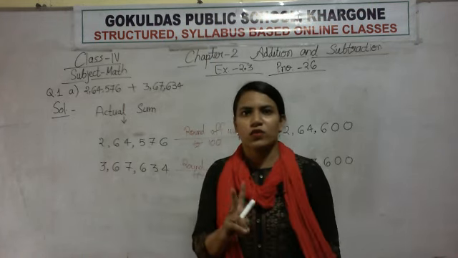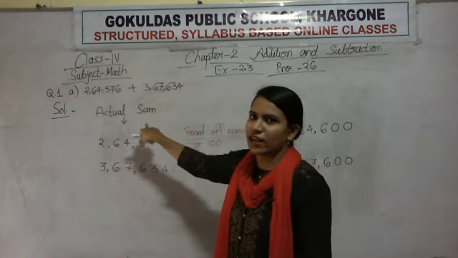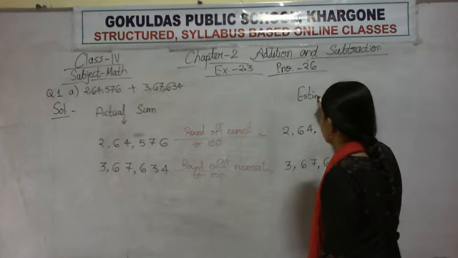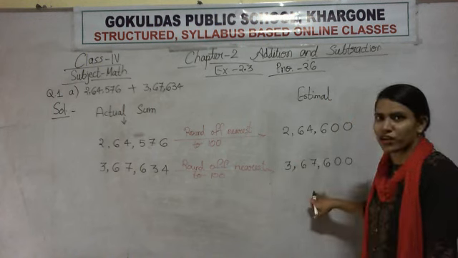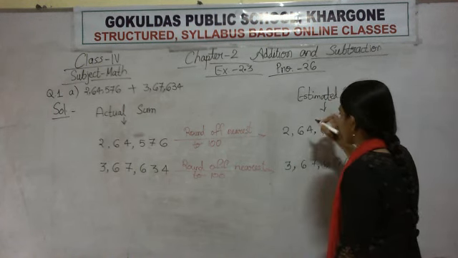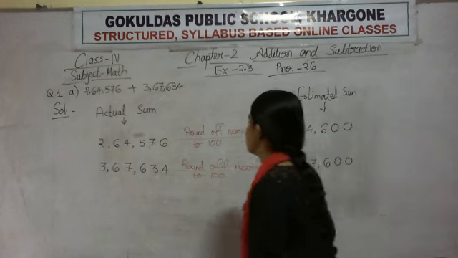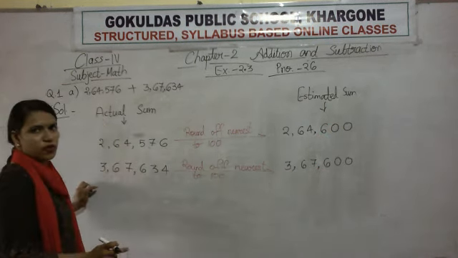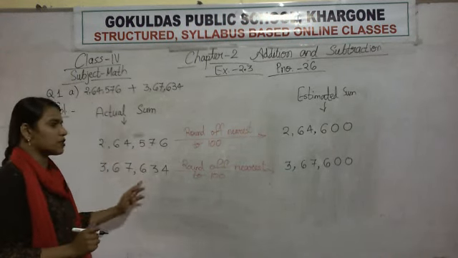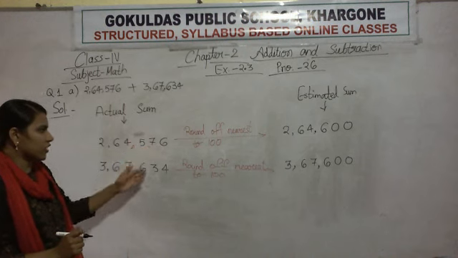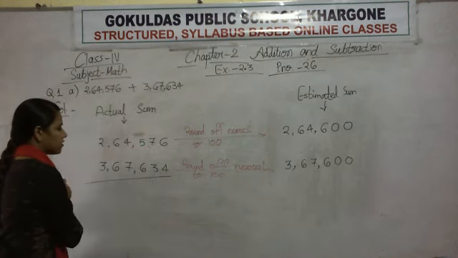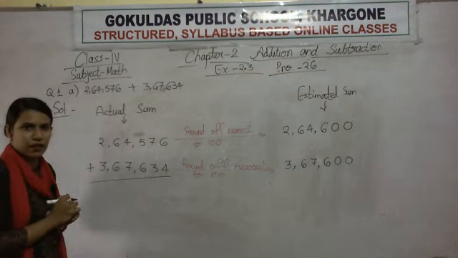Now you have to perform two tasks in this question. The first task is to find the actual sum. The other task is to find the estimated sum. The estimated sum is the sum of the rounded off numbers, right? So here you will show the estimated sum. This is the estimated sum. Here you will perform the actual sum. For finding the sum, what do you do? You arrange the numbers column wise. I already wrote the numbers in columns. Okay. Now you want to find the sum, so put the plus symbol.